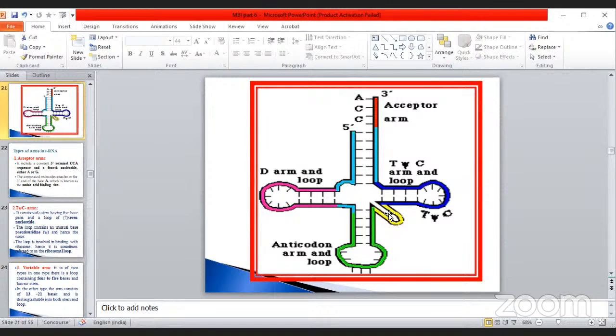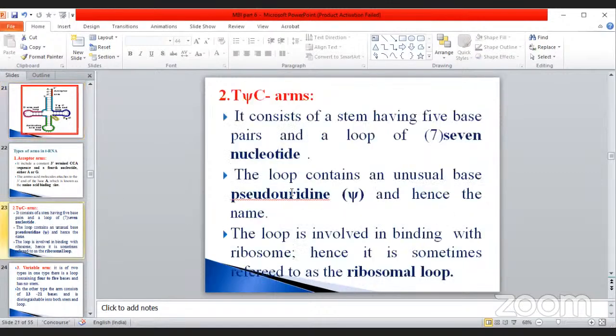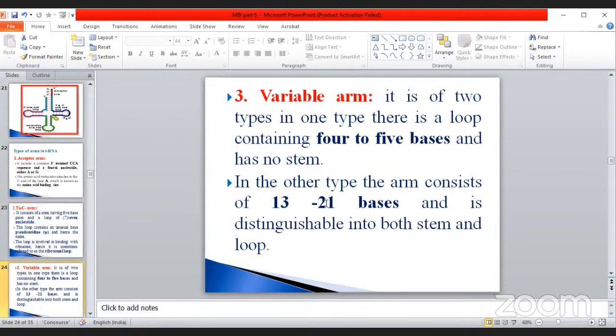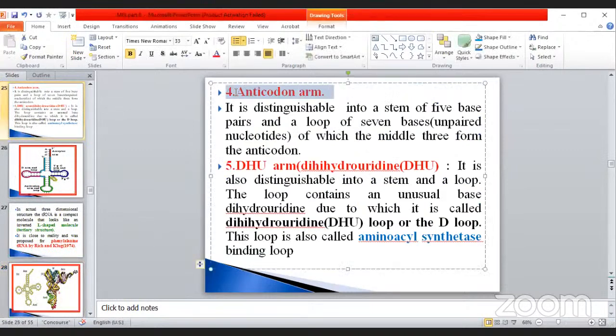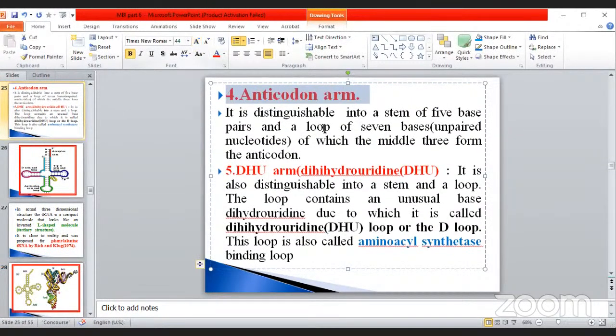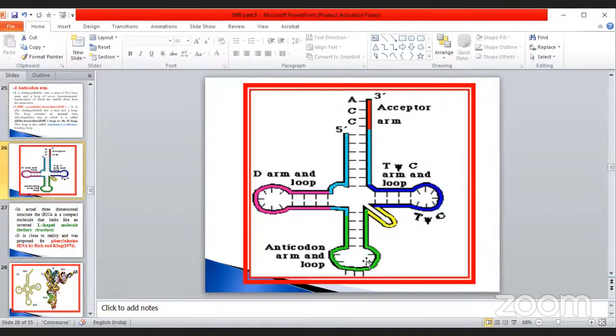It consists of how many nucleotides? 13 to 21 bases. Okay. So 3 arms are present and they are also different. And then the anticodon arm. Anticodon means which one? The lower part is called the anticodon arm. This one joins with the subunit of the ribosomes, which I will tell you about.